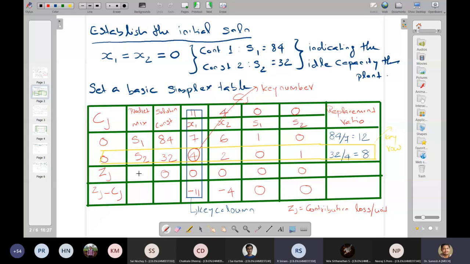Okay, sir. Got it. So based on that key column only, we are doing the next iteration, no, sir? Yes. Okay, sir. Got it, sir. Clear, sir. Thank you, sir. Any other doubts?